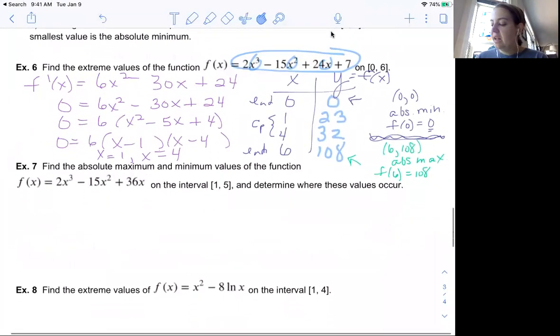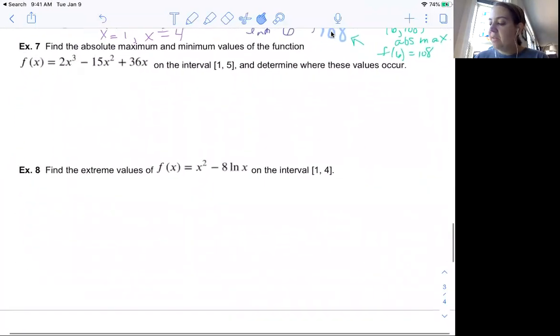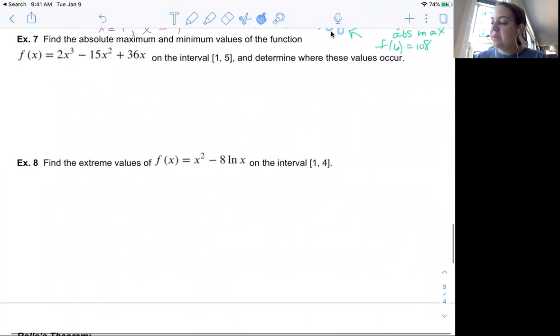So let's try again. Example 7, find the absolute maximum and minimum values of the function given on the interval from 1 to 5 and determine where these values occur. So we're looking for the absolute maximum, the highest of the high, the absolute minimum, the lowest of the low. That can happen at one of the critical points, or it can happen at one of the endpoints. So again, the first thing you have to do is calculate your critical points.